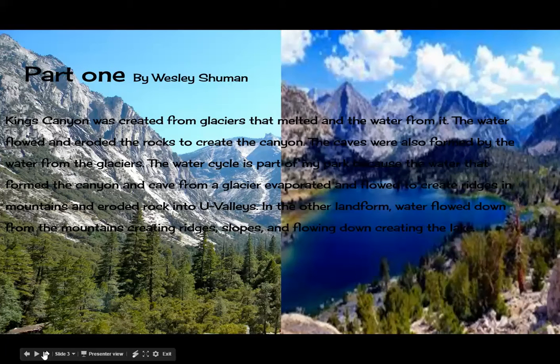Kings Canyon was created from glaciers that melted, and the water from them flowed and eroded the rocks to create the canyon. The caves were also formed by the water from the glaciers. The water cycle is part of my park because the water that formed the canyon and caves from the glaciers evaporated and flowed to create ridges and mountains and eroded rocks into valleys. In the other landform, water flowed down from the mountains, creating ridges, slopes, and flowing down, creating the lake.